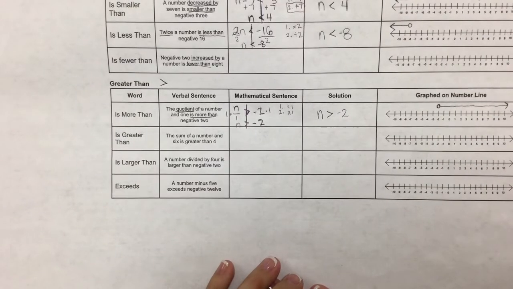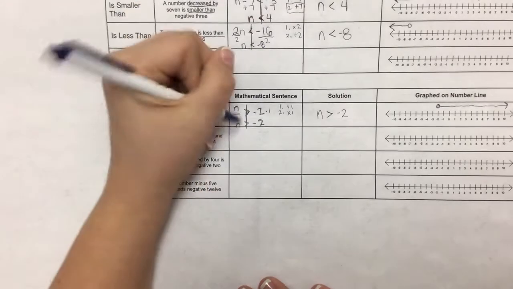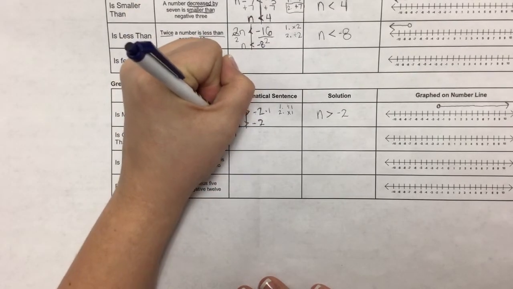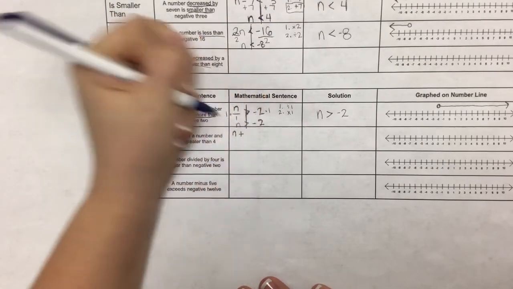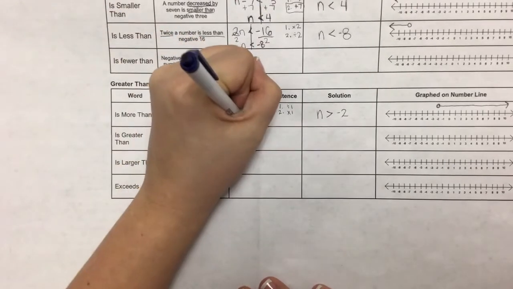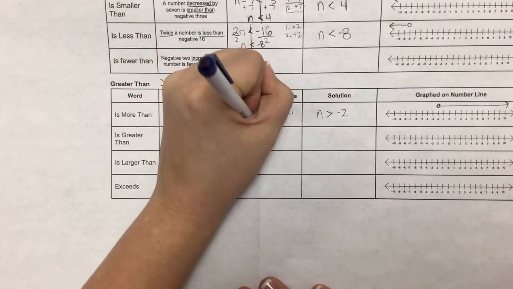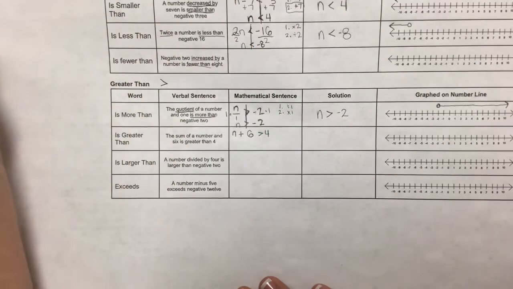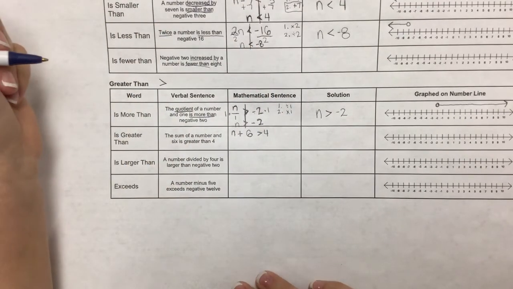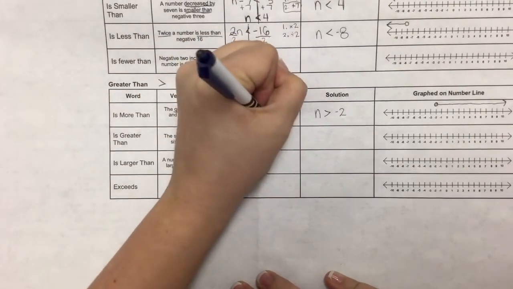All right. The sum of a number and 6 is greater than 4. So the sum of a number we don't know, and sum means what? Adding. And 6, we're adding 6, is greater than 4. Okay. Draw our line, do our 1, 2s.